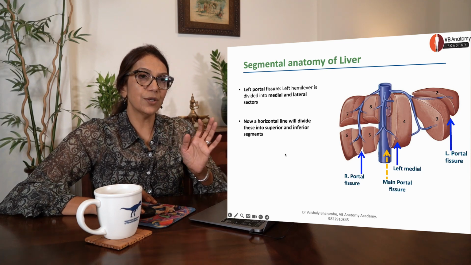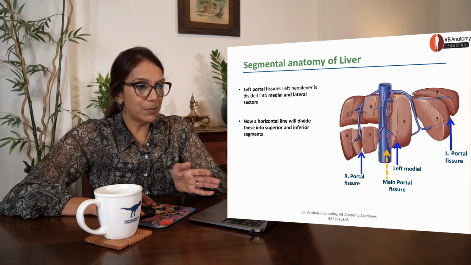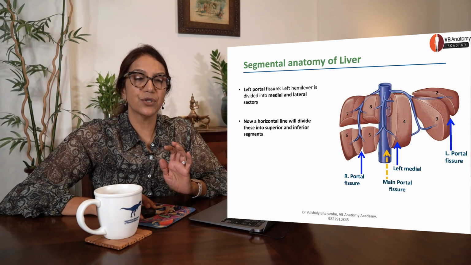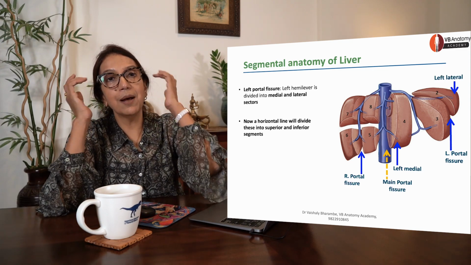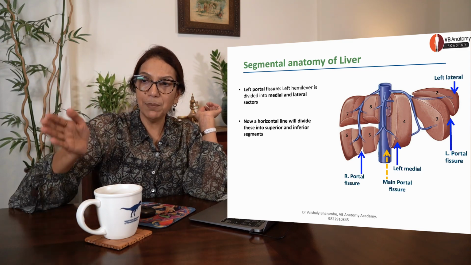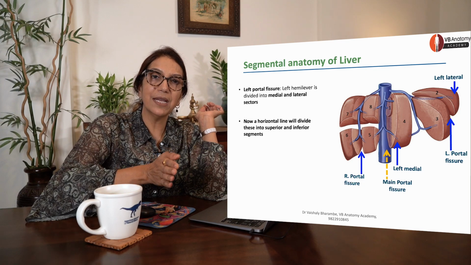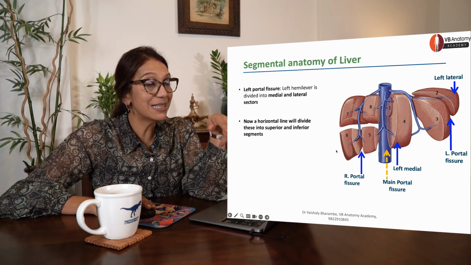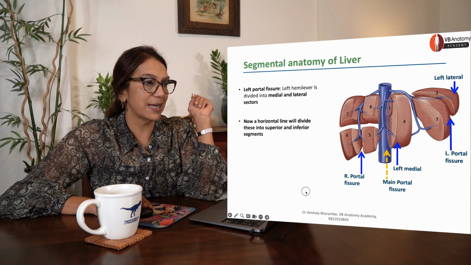All these fissures, right portal fissure, main portal fissure, left portal fissure, are formed by hepatic veins. Right hepatic vein, middle hepatic vein, and the left hepatic vein. You can see the veins there in the image to understand.